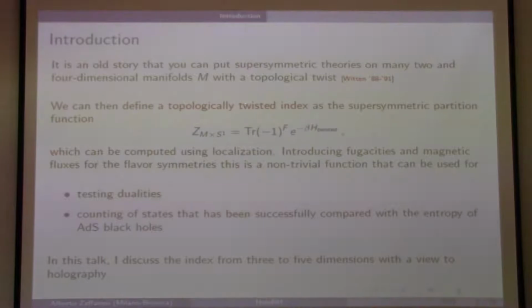And this non-trivial function can be used for many different purposes. For example, testing dualities, and this point is exactly on the same footing as the superconformal index, among many other things that you can use as dualities. And from the point of view that I'm taking today, this index can be used to count states, and in some cases I will show you, this counting has been successfully compared with the entropy of a class of AdS black holes. And indeed I want to discuss these objects going from 3 to 5 dimensions, 3, 4, and 5, with a view to holography.